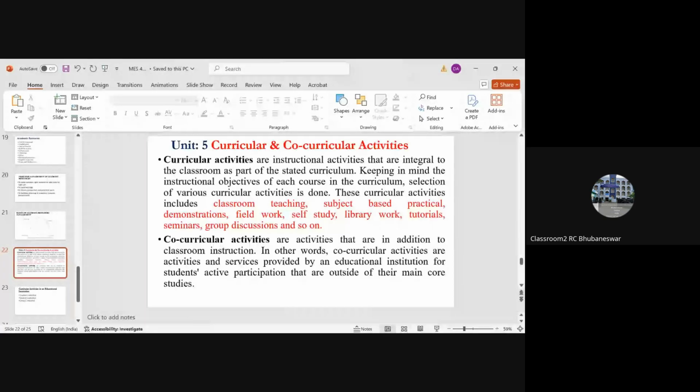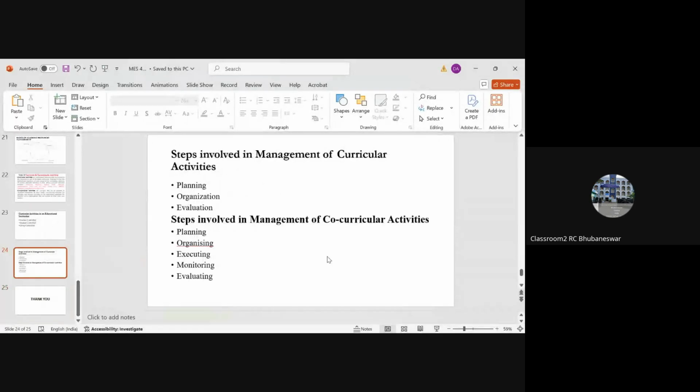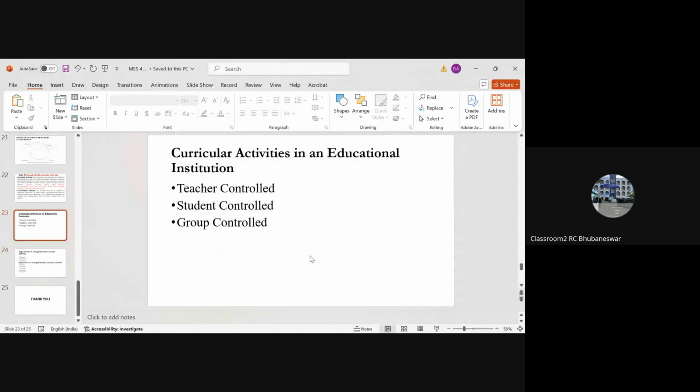Then curricular activities in an educational institution. What are the curricular activities in an educational institution? A teacher centered curricular activity, student centered, group controlled or centered curricular activity. We know under teacher centered there is direct instruction of the teachers.